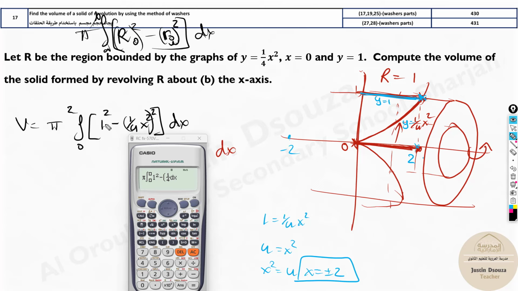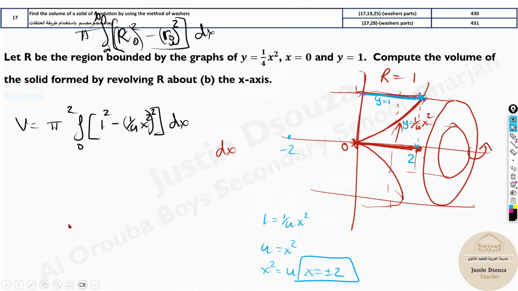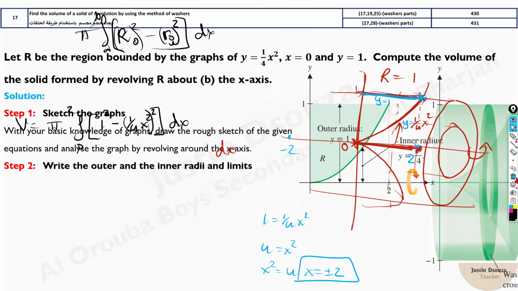So 1 square, that's fine, 1 and squaring. Now here 1/4 x square, the whole square. I hope that is clear. So I'll just write alpha x square, close the bracket, and over here first square it, then close the bracket, again square it, and the limits are from 0 to 2, and that's the answer. It is 8/5 pi, or it's 5.02. So we will see the answers over here.